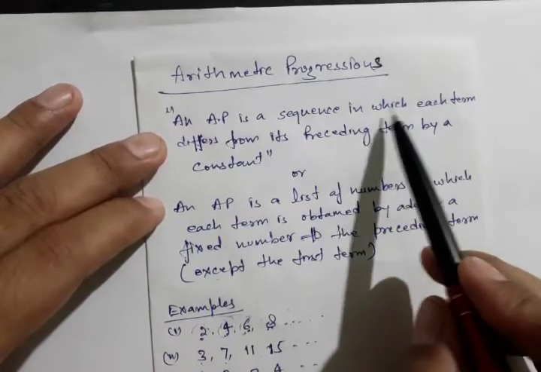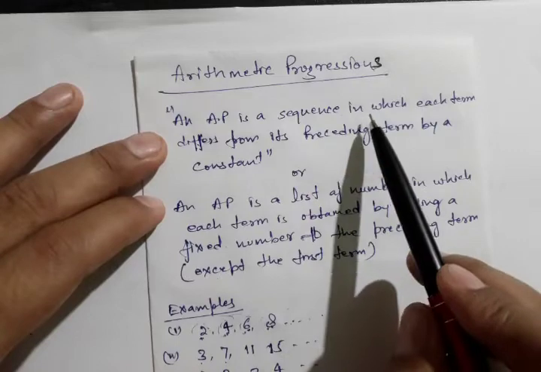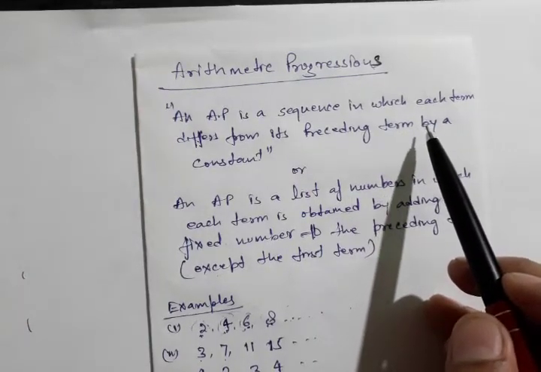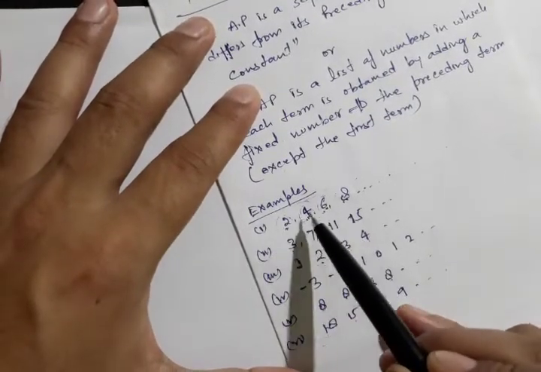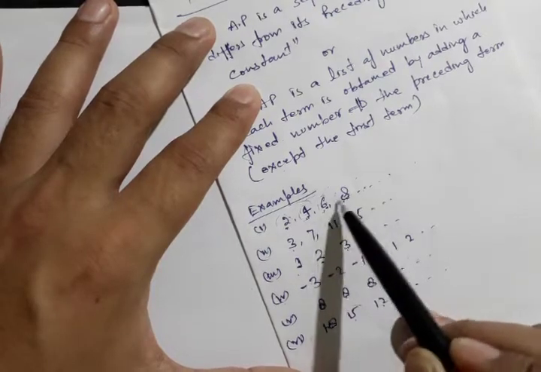Here in the first definition, what he's saying is that a sequence in which each term differs from the preceding by a constant number. Each term differs from the preceding number by a constant number. Getting this or not?